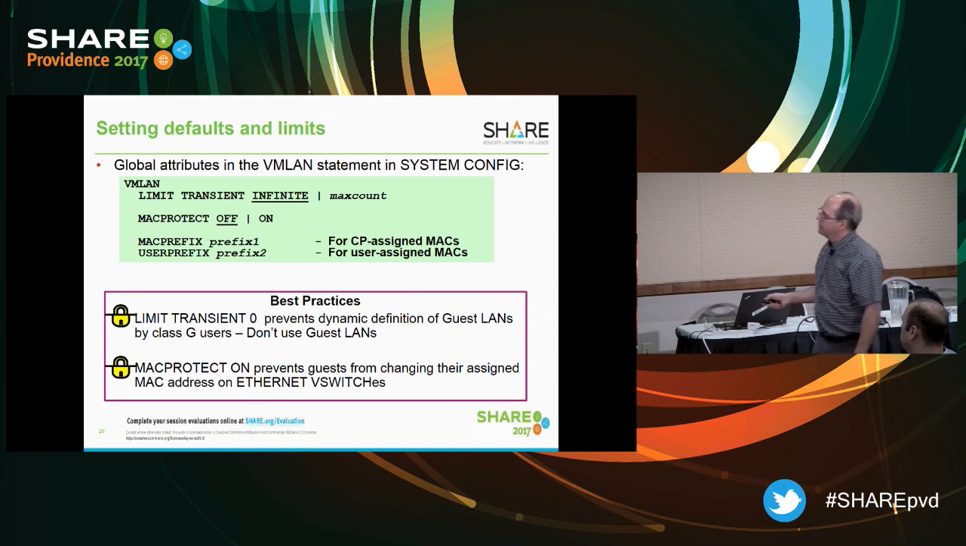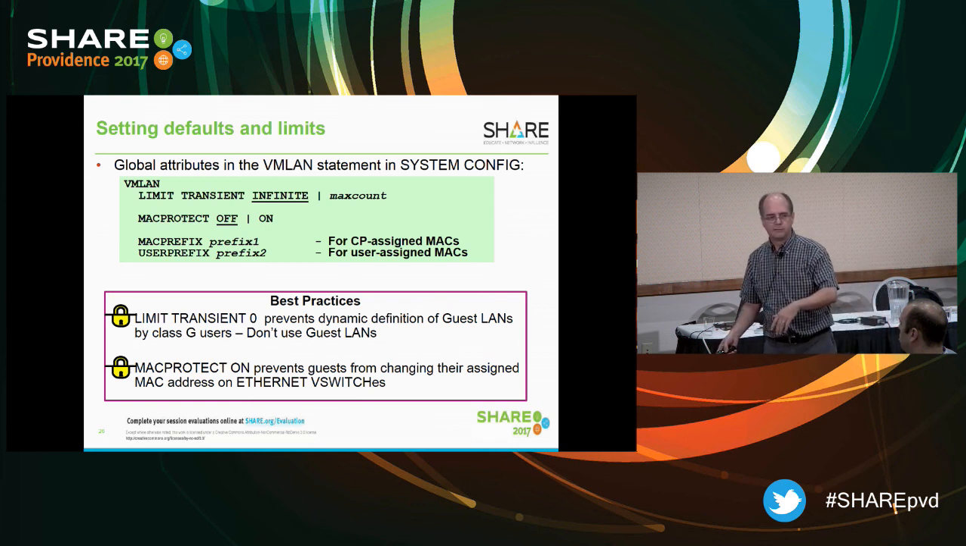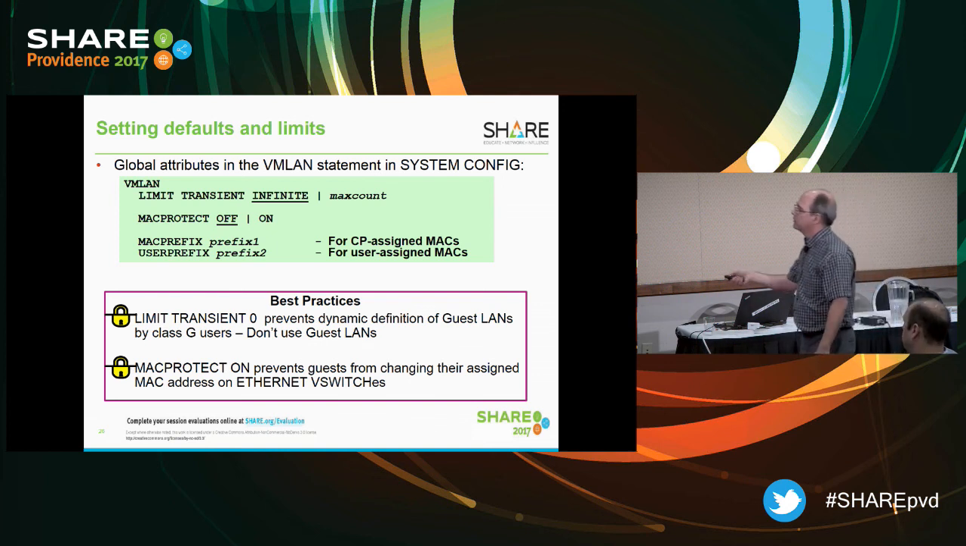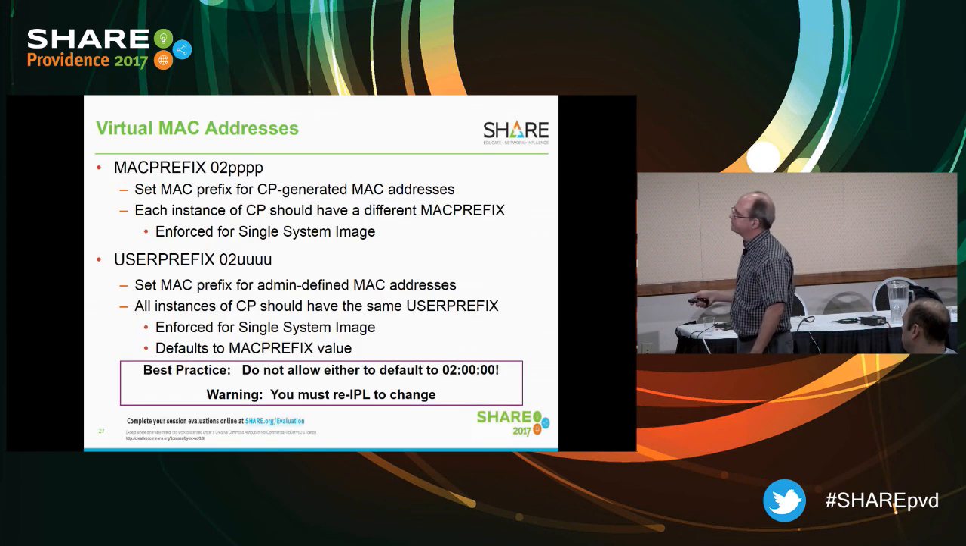Right? And then MAC prefix and user prefix. If I'm going to let CP assign MAC addresses, what MAC prefix do I want it to use? That 02 XXXX, and then 02 YYYY. If I want to have a different prefix for user assigned versus CP assigned, I can do that. And we'll actually see that in a single system image environment, you have to set these up in a certain way.